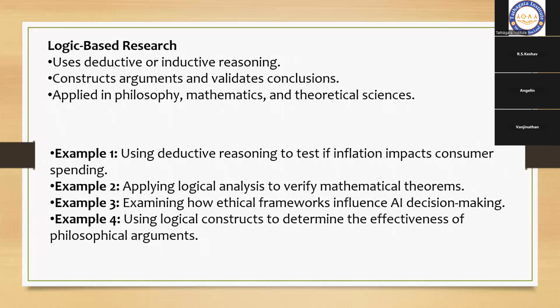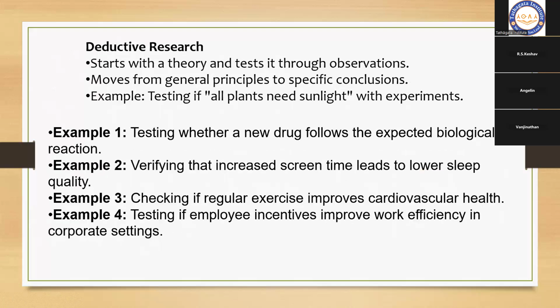Using deductive reasoning to test if inflation impacts consumer spending, right? Applying logical analysis to verify mathematical theorems, examining how ethical frameworks influence AI decision making, using logical constructs to determine the effectiveness of philosophical arguments. A couple of examples. Next, deductive research starts with the theory and tests it through observation, moves from general principles to specific conclusion. Examples, testing if all plants need sunlight with experiments.